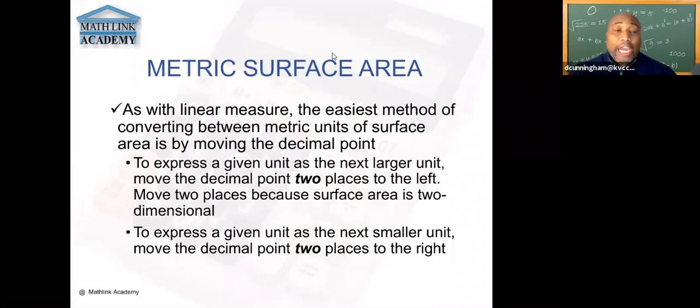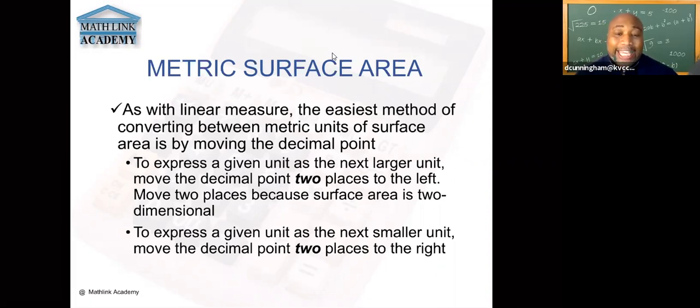The metric surface area, as with linear measure: the easiest method of converting between metric units of surface area is by moving the decimal place. Again, similar to what we did in our previous lessons, if you have looked at those, we're going to express a given unit as the next larger unit by moving the decimal two places to the left. Notice I emphasize two places, because surface area is two-dimensional. Again, surface area is two-dimensional, length is one-dimensional, volume is three dimensions.